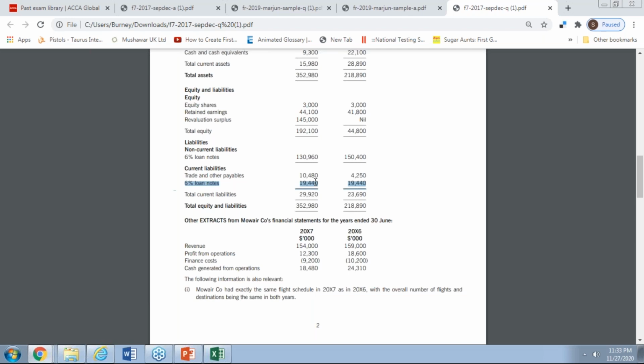Then the future thinking that the company should do is that they have to pay an installment of 19,440 on an annual basis, plus a finance cost of 9,200, for which the company has to manage at least this amount of cash flow in the future. So these are the basic concerns related to the future.